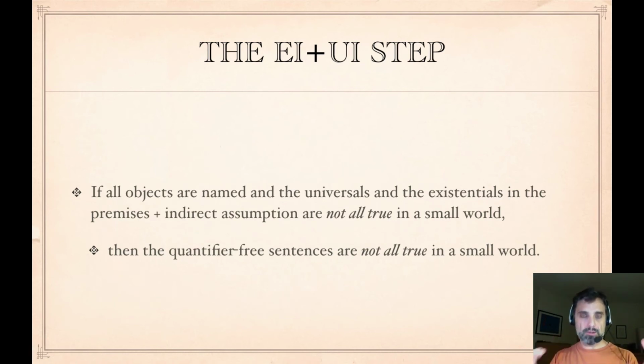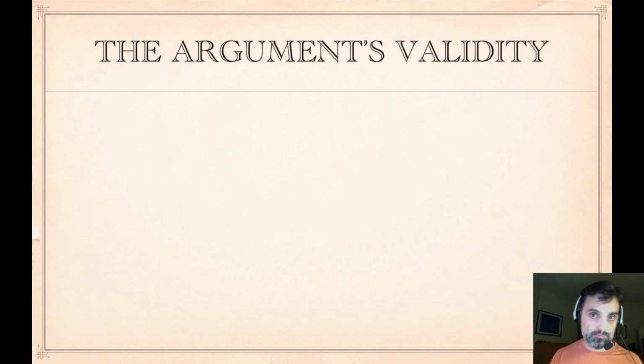So this is what we get to. What the EI+UI method is telling us is that if we start off with a group of sentences that aren't all true, and then we do the EI and UI, we also know, at least according to the method, that in the new group of quantifier-free sentences, at least one of them is also false.